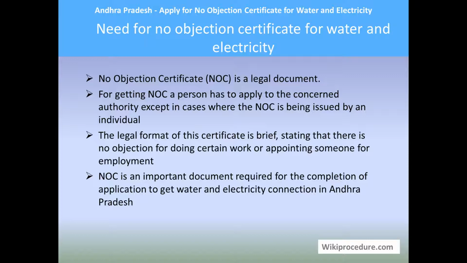Similarly, for a water and electricity connection in Andhra Pradesh state, a person has to obtain the NOC and submit it as a document so that the department understands there is no claim or any issues further. In order to get this NOC, a person has to apply to the concerned authority, except in cases where the NOC is issued by an individual. An individual can be a person related to him for getting a property or a vehicle or something.